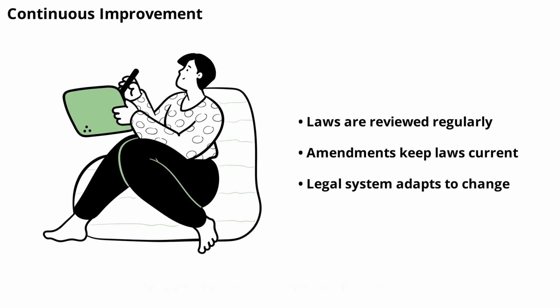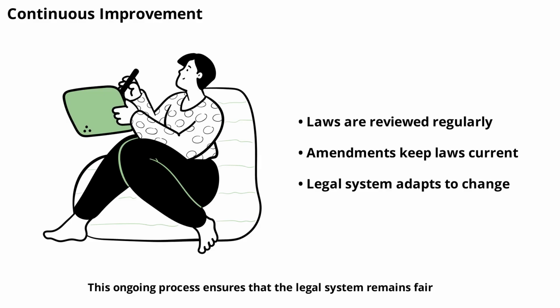The lawmaking process is never truly finished. Laws are constantly reviewed, amended, and improved to meet the changing needs of society. This ongoing process ensures that the legal system remains fair, effective, and responsive to new challenges.